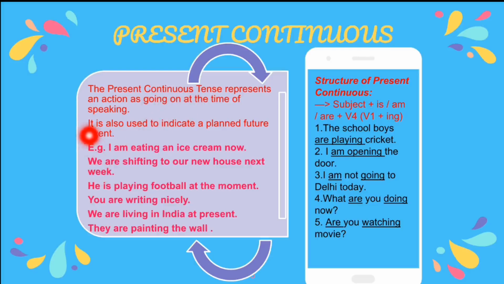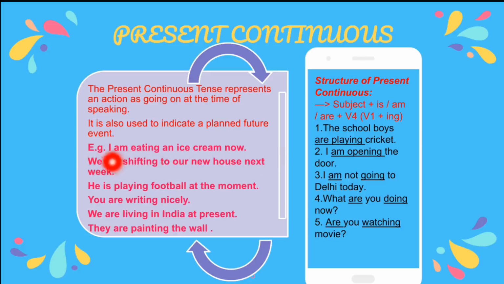He is playing football at the moment. That shows the action which is taking place at the moment, at present, and all. That shows the action is continuously going on. You are writing nicely. This also shows an example of present continuous tense. We are living in India at present. This is also an action which is going on at the moment. They are painting the walls. So these are the examples of present continuous tense.